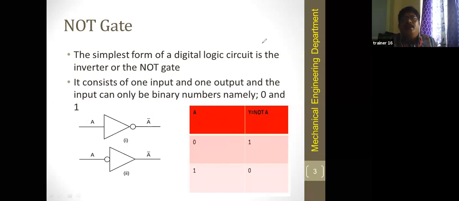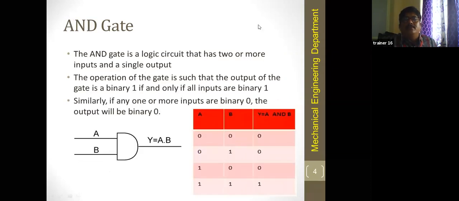The next one we'll go for is the AND gate, right? Here this is the AND gate symbol. For the AND gate, 2 inputs are there. The names of the inputs are A and B. And the output we can call Y. Y is nothing but the product of A and B.